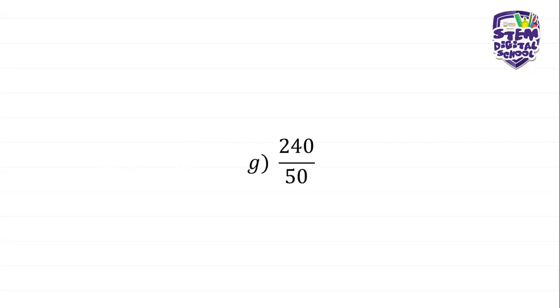The last one is 240/50. Again, this is also known as an improper fraction. So what we really need to do there is just to write the fraction as a mixed number. So you must turn it into a mixed number. So 240 divided by 50. And then of course, you can just check how many times 50 goes into 240. Then Nhlanhla has already answered. She says it goes 4 times.